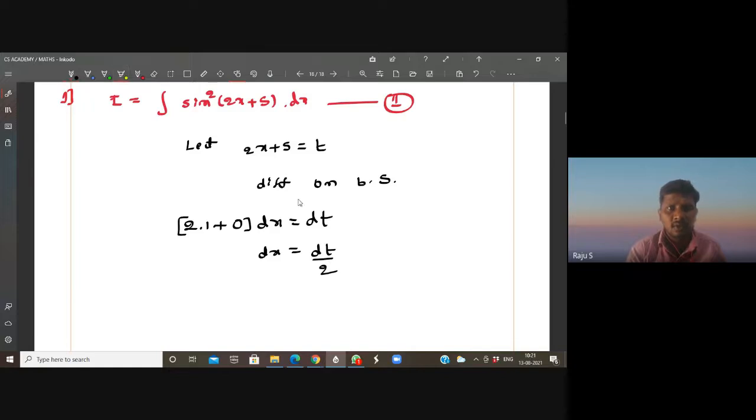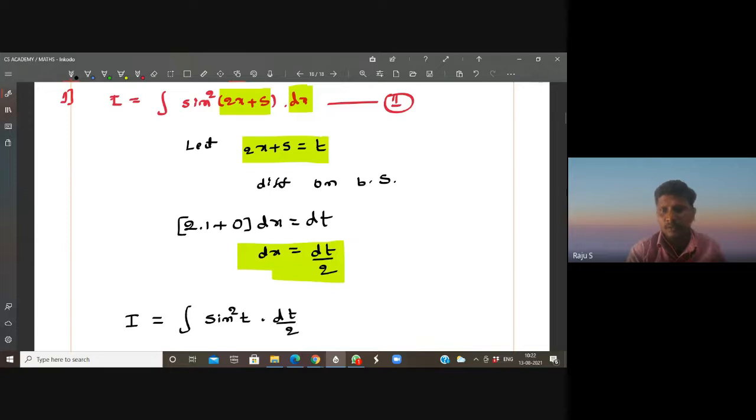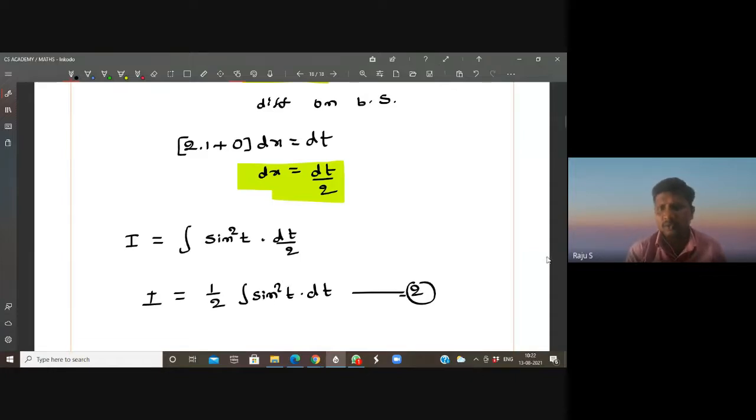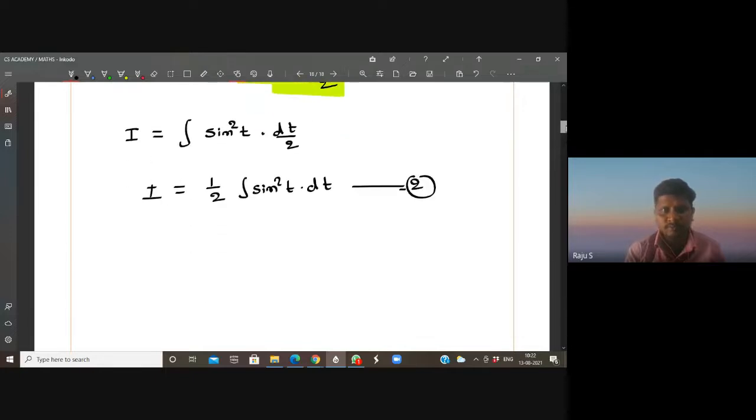Is it clear, students? Because in equation 1 we have dx. The dx value is dt by 2 and this 2x plus 5 value is t. Substitute all the values in equation 1. I is equal to integral sine square t into dt by 2. This is equal to 1 by 2 times integral sine square t dt. Let us take this as equation 2. Is it a standard form? Is there any formula for integral sine square? No, there is no formula for sine square. So what shall we do here? Simple.